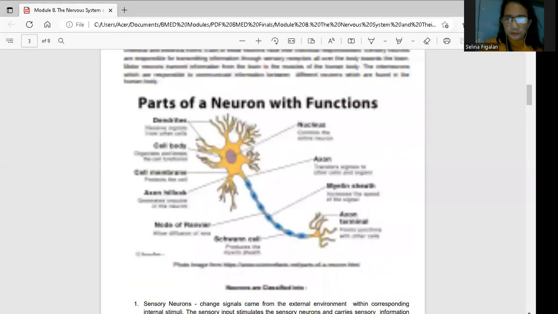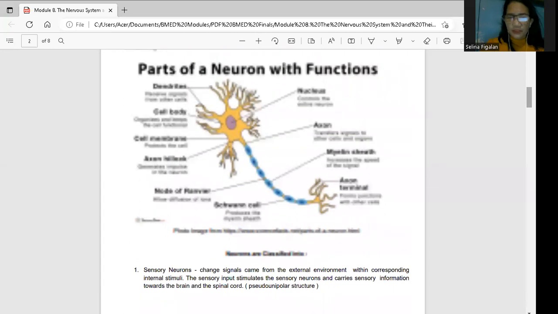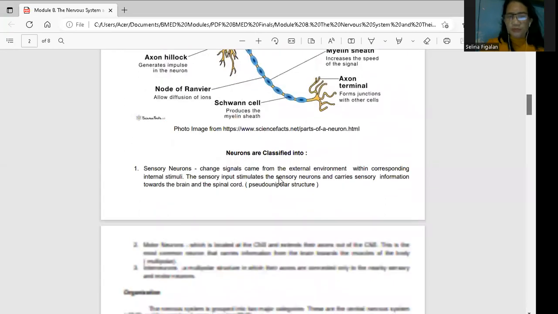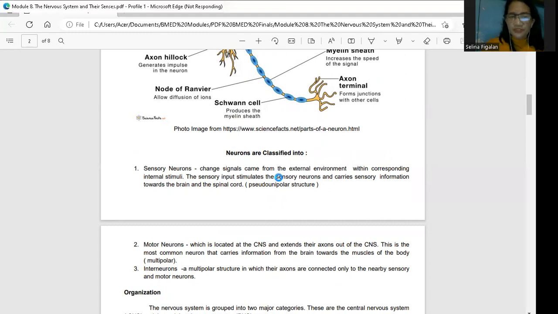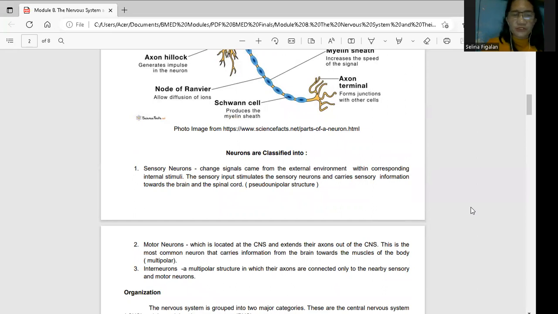In your nervous system, in your neurons, you have three different types: the sensory neurons, the motor neurons, and the interneurons. What do you mean by sensory neurons? It comes from the word senses, which refers to the external environment. For example, what you see, what you touch, what you hear, and so on. The sensory input stimulates the sensory neurons and carries sensory information towards the brain.